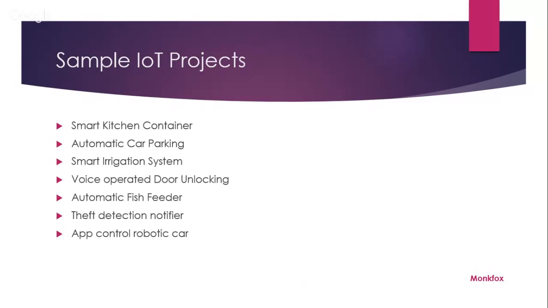App controlled robotic car, a very nice robotic car which could be controlled by an application. It could move forward, turn right, left, slow down. This was built by students, and they also created a mobile application, an Android app, for controlling this car.